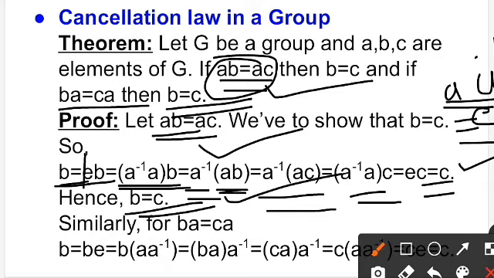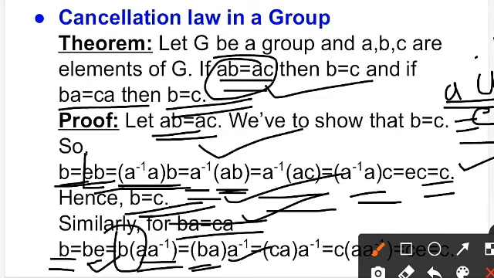Similarly, we can prove that if BA is equal to CA, then B is equal to C, and for proving this, we will start with B again. Here we will post multiply B with E. In the previous step, we pre-multiplied E with B, and in this step, we will post multiply B with E. So B into E can be written as B into A into A inverse, because E is the identity element and A into A inverse is identity. Therefore, B into A into A inverse, and we can write this by associative property as BA into A inverse.